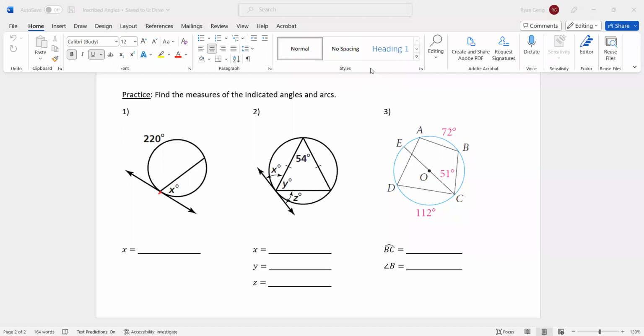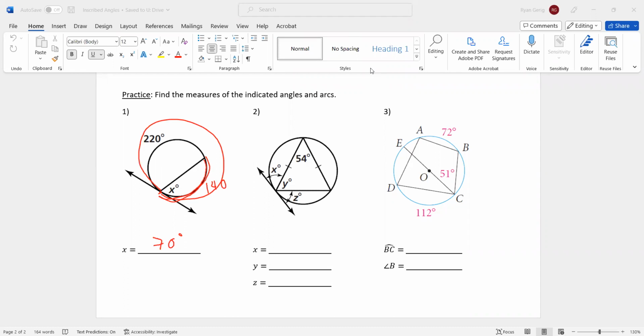Inscribed angles here, the intercepted arc would be this one. I don't have this one, but I have 220 on the other side. Well, from here all the way around is 360, right? 360 minus 220 would give me 140. So my arc is 140, meaning X is 70.